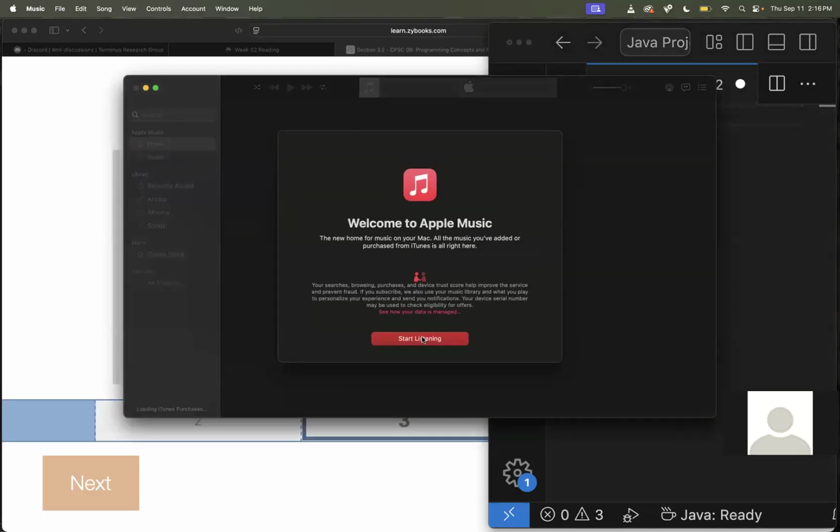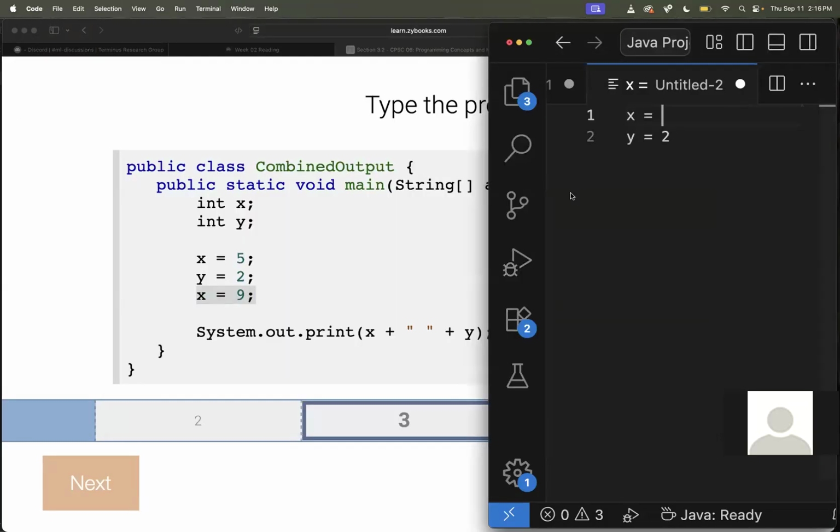Wow. I definitely hit a wrong button here. How can I close this?